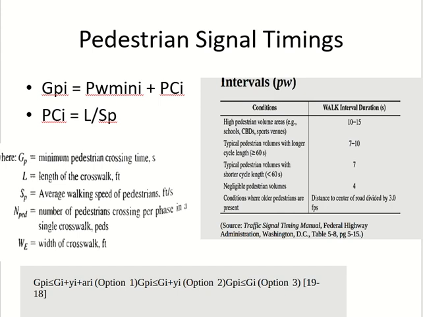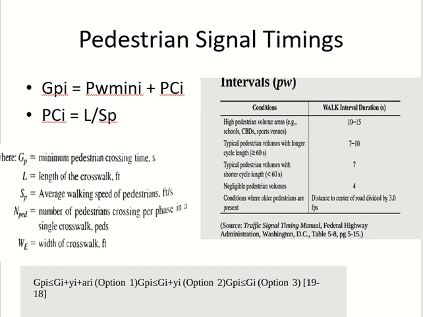I indicates the phase or the direction, because in each direction pedestrians may require different time. So GP is the time required by the pedestrian, and you can see it is comprised of two parts. PW is pedestrian walking time, and then we have PC, which is pedestrian clearance time.